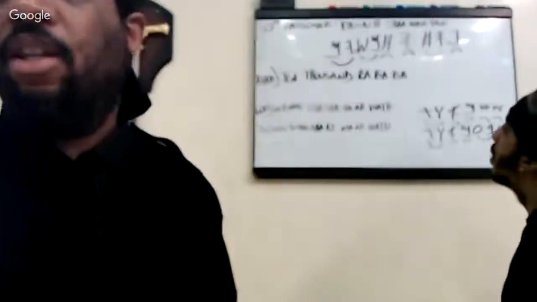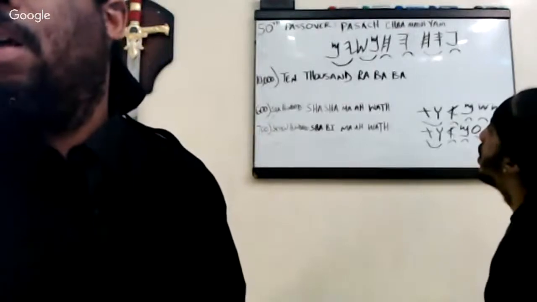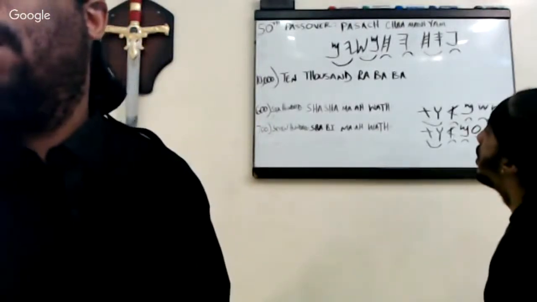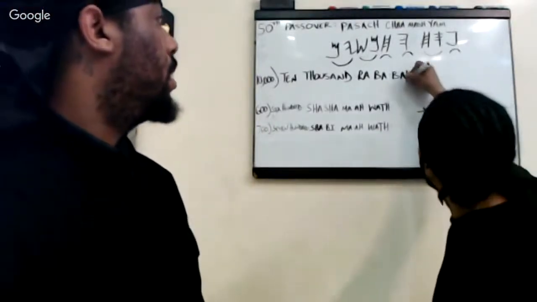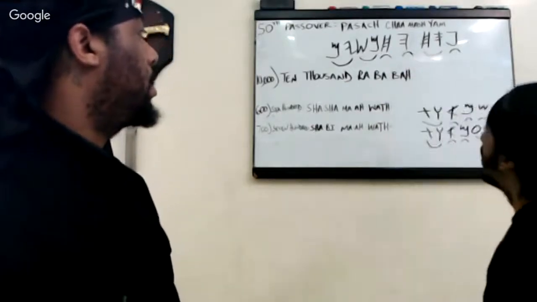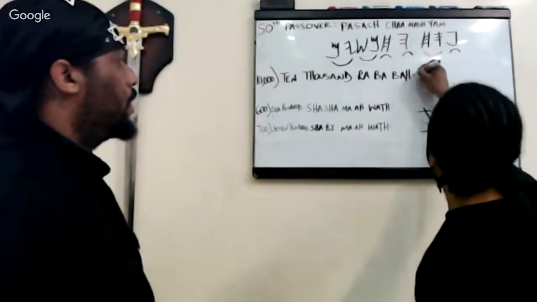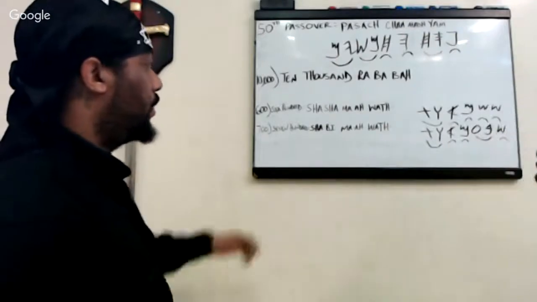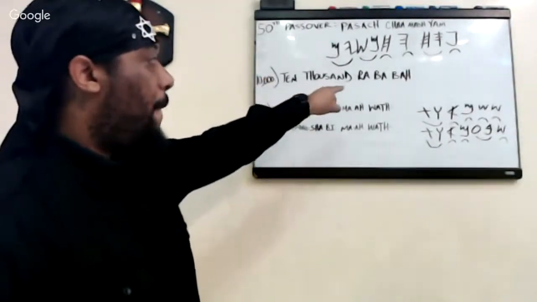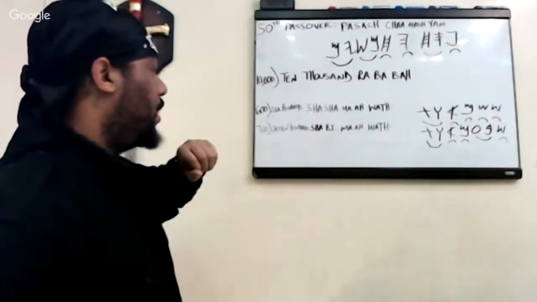Is it another A-H other one? Ra, ba, ba. Put a H at the end of that. There you go. That's good right there, alright? Good. Ra, ba, ba. So 10,000 is Ra, ba, ba.